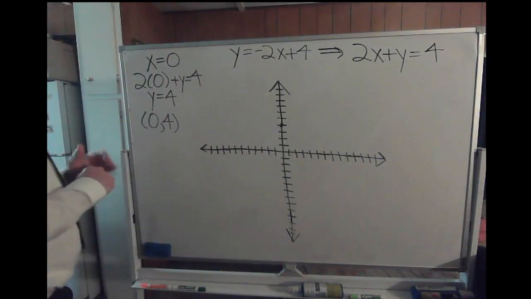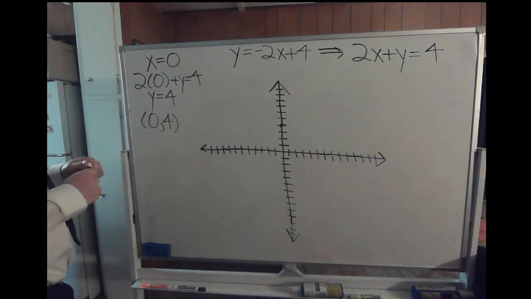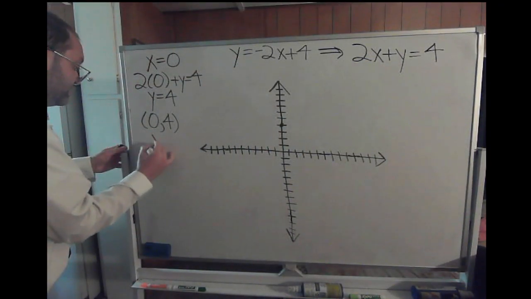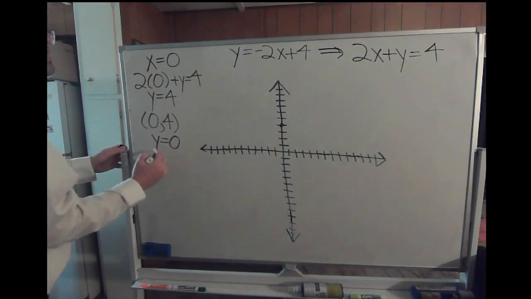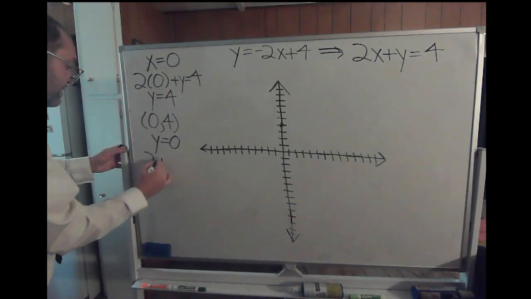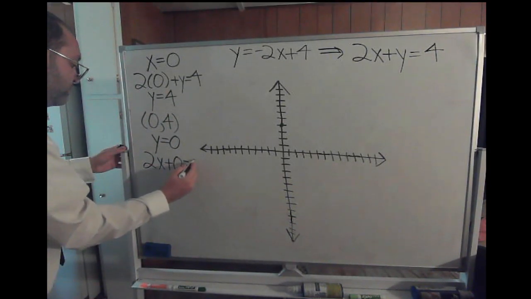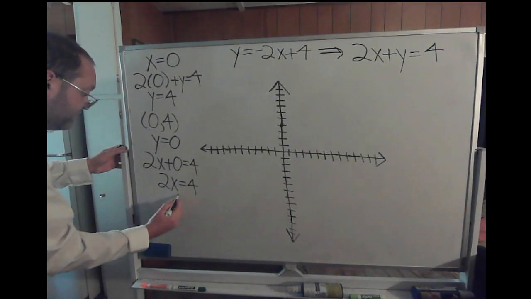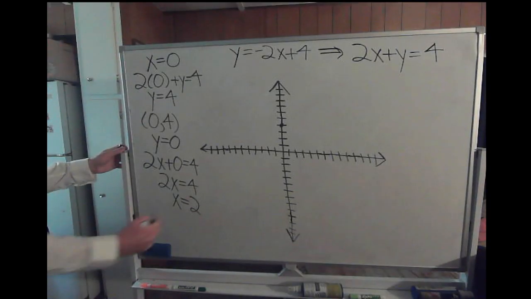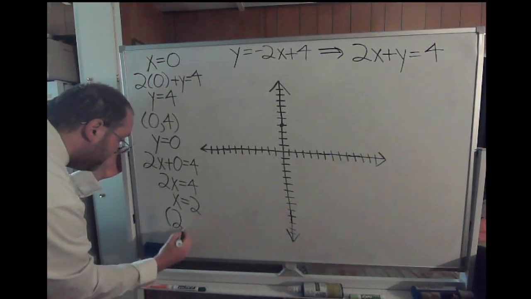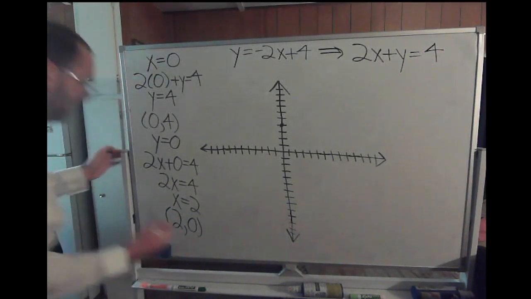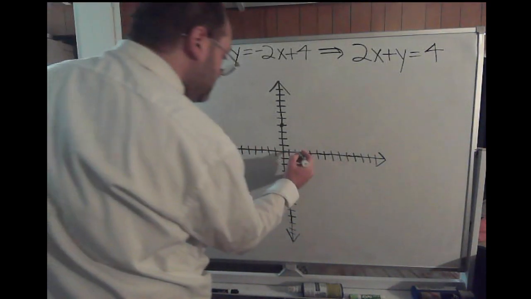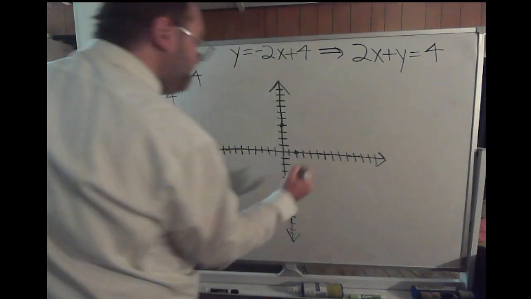Next, you want to do the opposite. You want to find the x-intercept, which means you got to set y equal to 0. So let's go ahead and do just that. Set y equal to 0. So put that into your equation. You'll get 2x plus 0 equals 4, which would give you 2x equals 4, which would have to mean x equals 2. So that would mean you get the ordered pair 2, 0. So the next ordered pair is 2, 0. Let's go ahead and plot that, which is going to be right here.